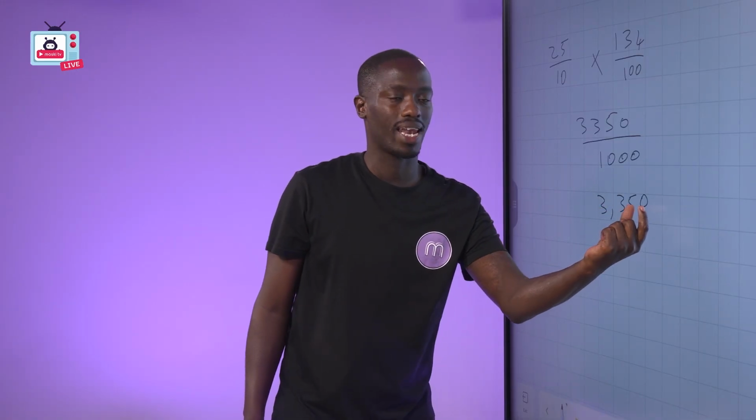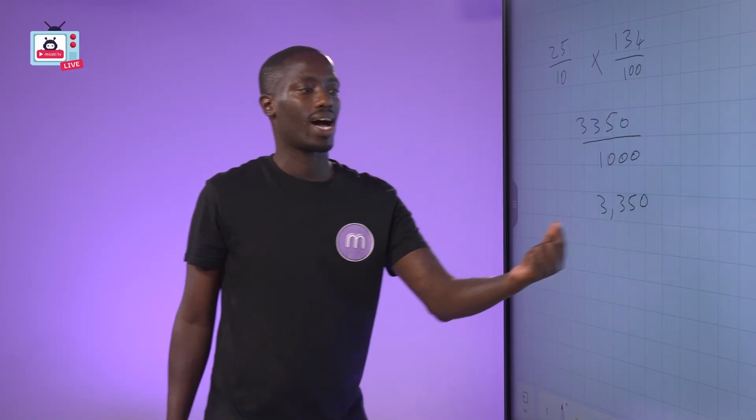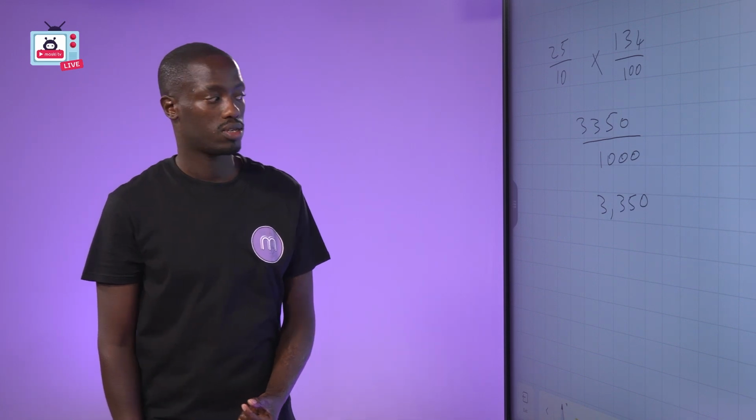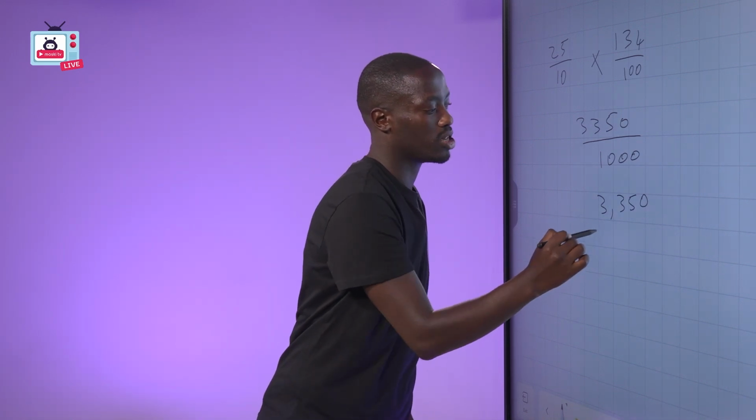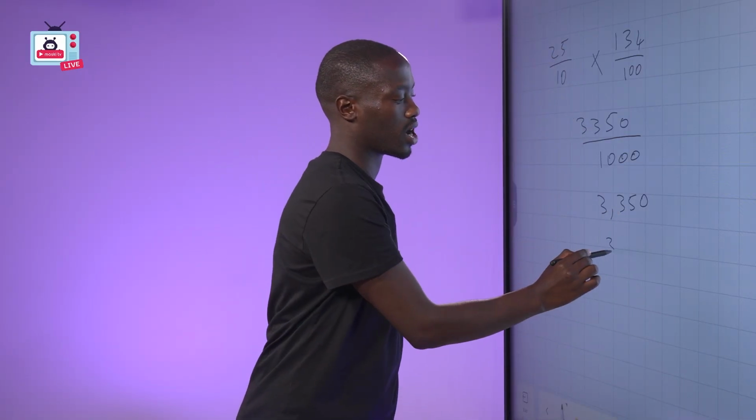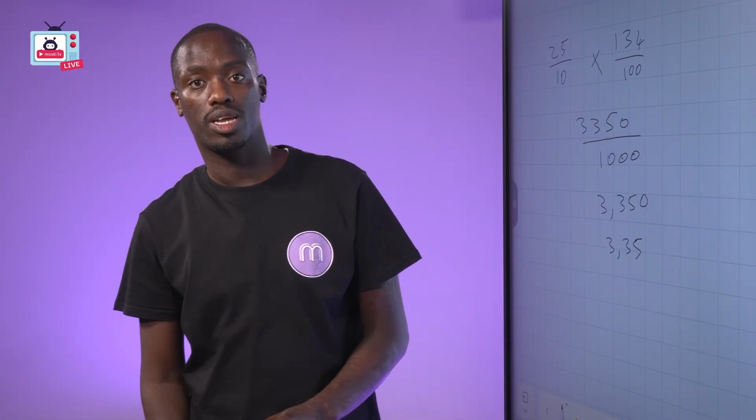The last digit needs to occupy the 1,000th place. So from there, this means 3,350 divided by 1,000 is just 3,35. Remember, the 0 at the end, we can just disregard it and have 3,35. That was a multiplication of a decimal with another decimal.